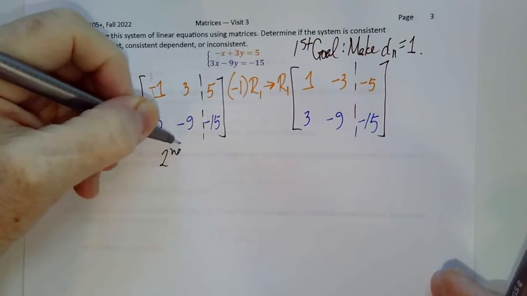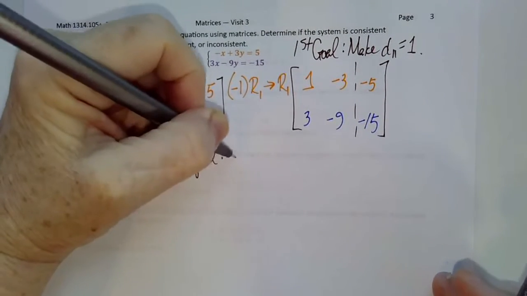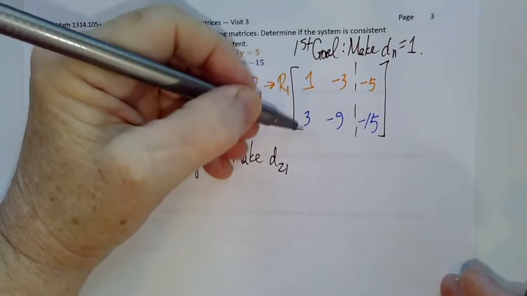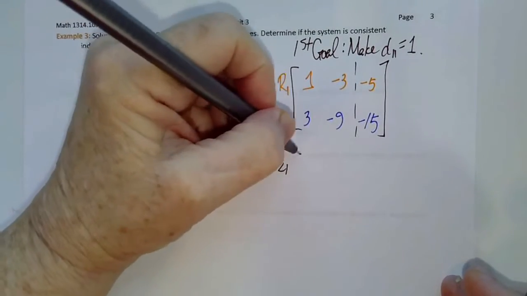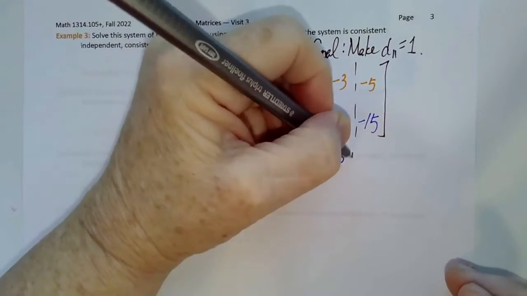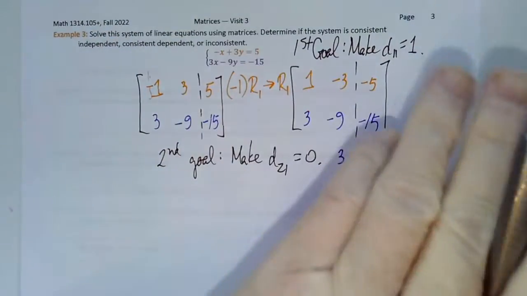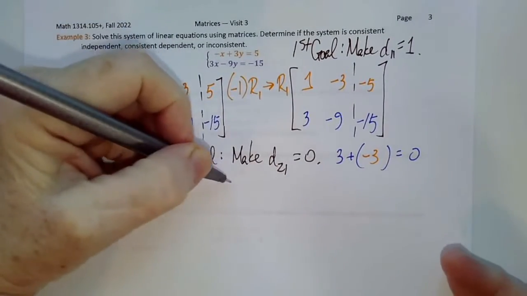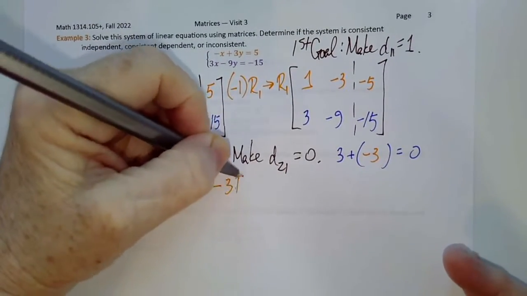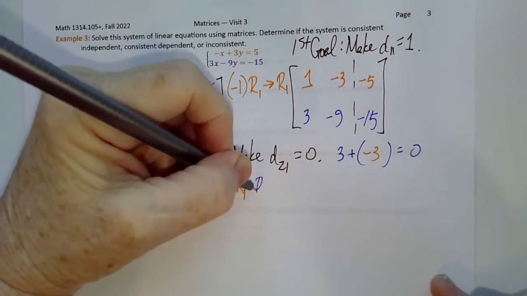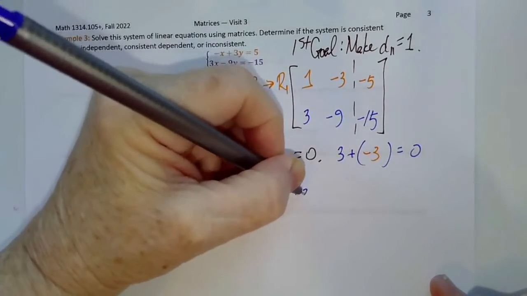The second goal is to make d21, the element right below the one we just got, equal to 0. Well, since it is currently 3, and 3 plus negative 3 equals 0, we're going to use the command negative 3 times row 1 plus row 2 will give us a new row 2.